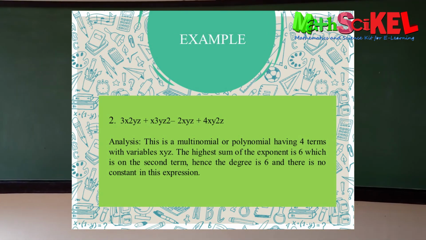Example number 2. 3x squared yz plus x cubed y z squared minus 2xyz plus 4x y squared z. So this is a multinomial or polynomial having 4 terms with variables x, y, and z. The highest sum of the exponents is 6, which is on the second term. Hence, the degree is 6 and there is no constant in this expression.